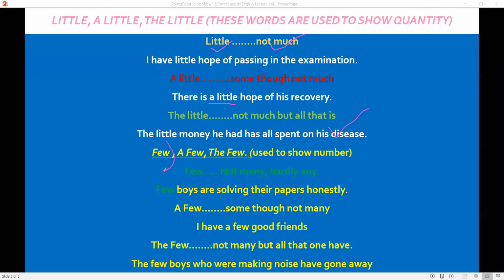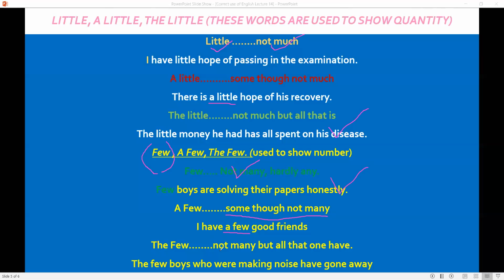Few. Few means not many. I have few friends means I have no friend. Few boys are solving their paper honestly. It means nobody is solving their paper honestly. Few means nothing. A few means some, though not many, but I have a few good friends. It means you can count them. You have some friends, but the number of friends is not that much.